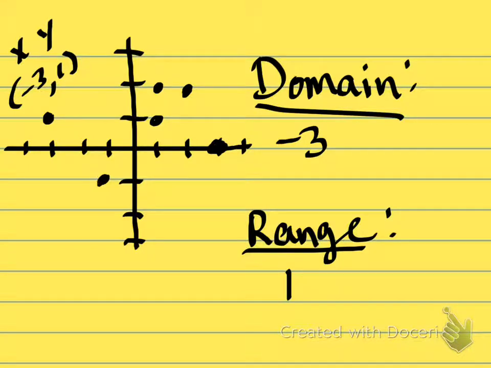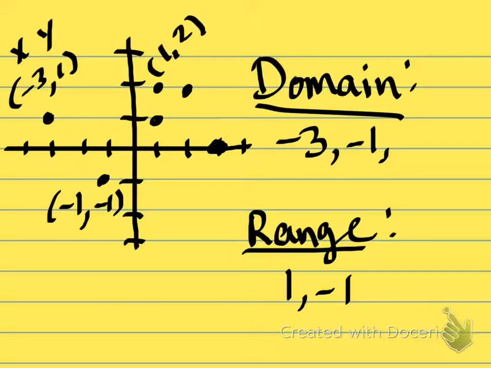This point right here is -1, -1, because it's left 1, down 1. So -1 is in your domain, and -1 is in your range. Over here we went right 1, up 2, so 1, 2. That means 1 is in your domain, 2 is in your range. Underneath that you have 1, 1. Now here we come to a point where 1 is already in our domain, so we don't need to rewrite it. And 1 is already in our range, so again we don't need to rewrite that one.